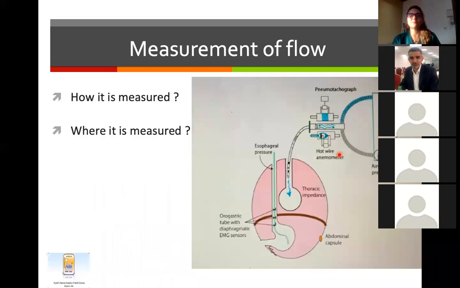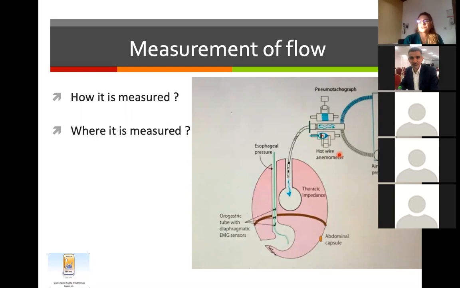So how does the flow measurement occur? How is it measured? Either it is measured by the pressure pneumotachograph or by a hot wire anemometer. These are the more common ones. The others are, for the people who are using NAVA, they use an orogastric tube with diaphragmatic EMG sensors. The older methods like thoracic impedance and abdominal capsules are no longer used.